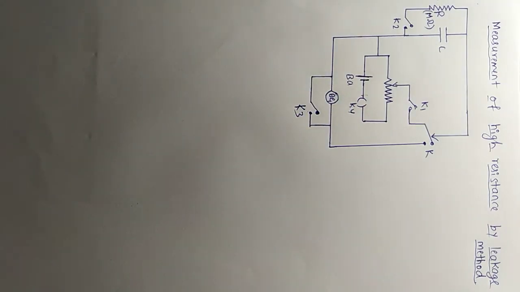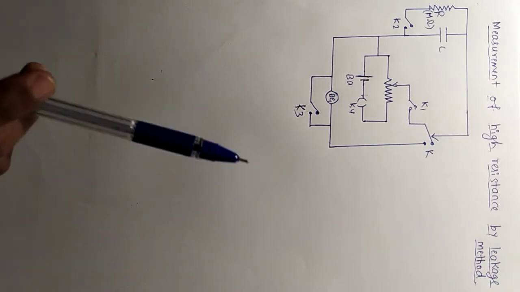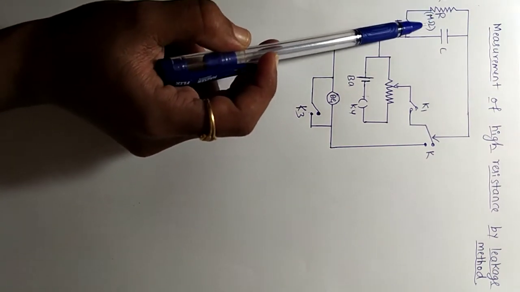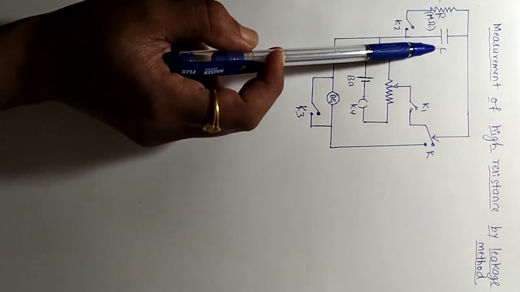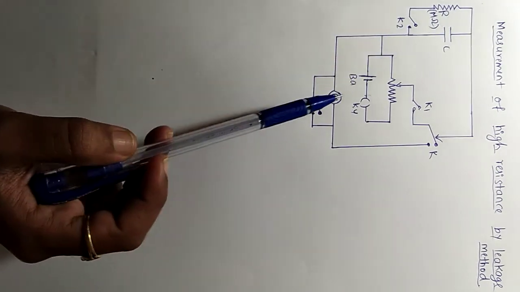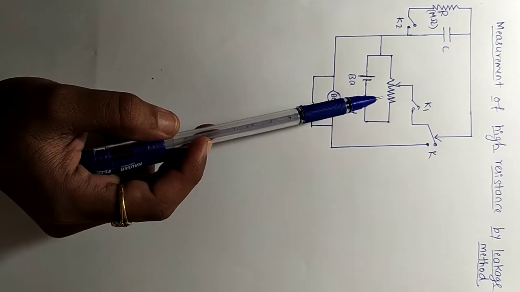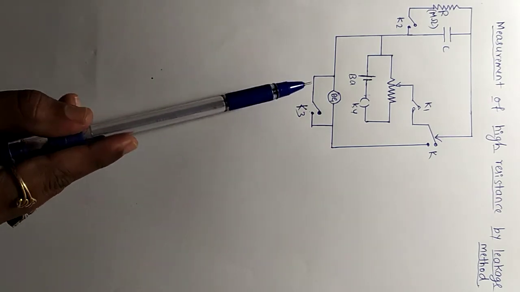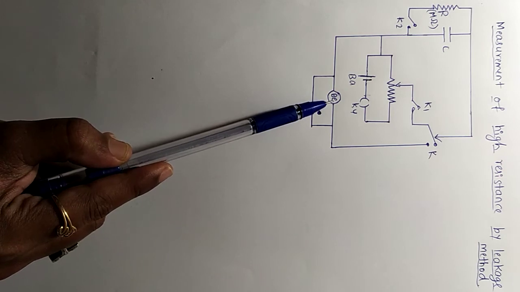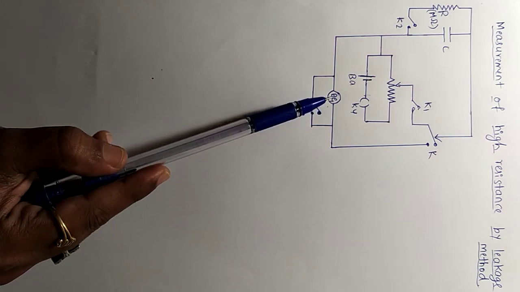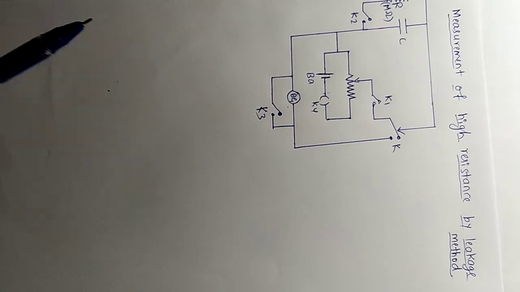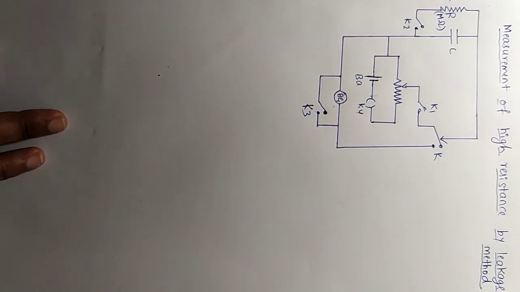So this is the experimental setup for the leakage method. For this experiment we need a high resistor, in terms of mega ohm, R, and we have the capacitor to store the charges, the battery to supply the voltage, 5 keys, and the rheostat to adjust the current. And one more thing we are using here, BG I wrote here. BG is nothing but ballistic galvanometer. So already you know different types of galvanometers. Out of that this is also a type of galvanometer.